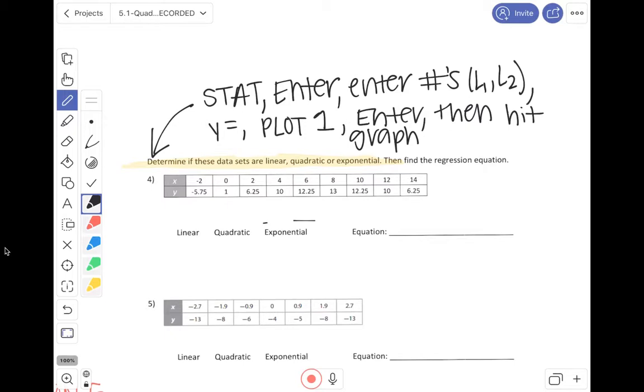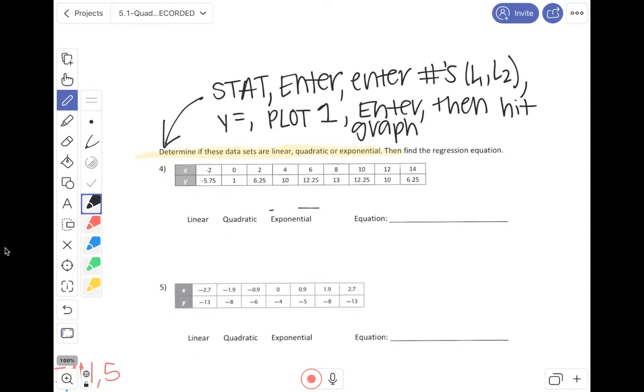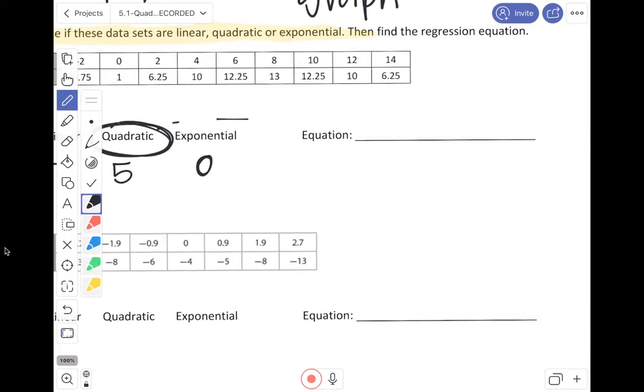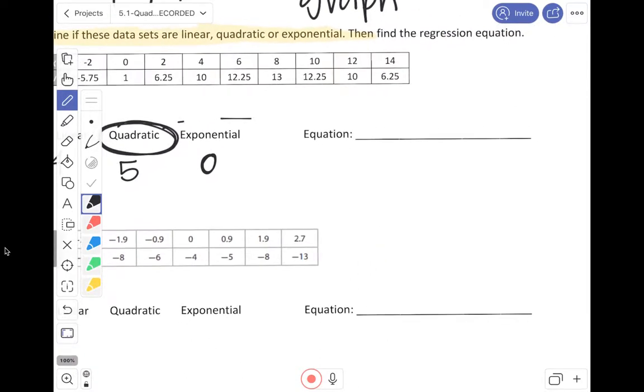Is it making a line? Is it making a parabola? What's going on with it? So after you figure out that part, after you've graphed it, we knew this one was a quadratic. Then you find the regression. So if it were linear, we'd do stat calc 4. For quadratic, we do stat calc 5. Exponential, stat calc 0. And we already found the equation, because then we went back and did stat calc 5. And we got y equals negative 0.19x squared plus 3x plus 1.